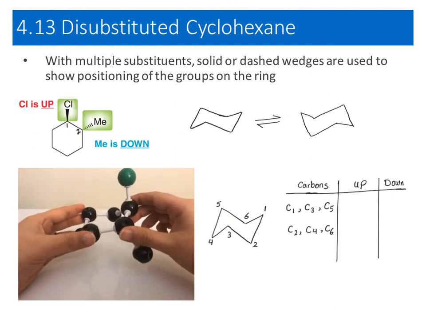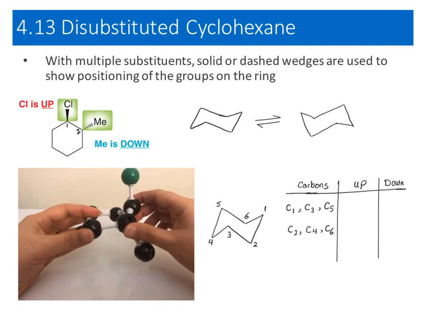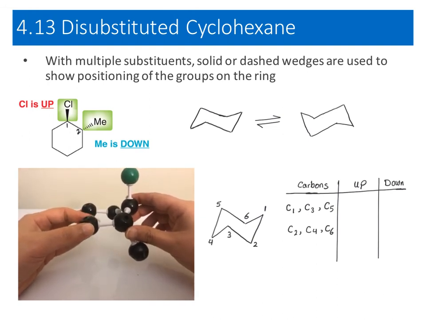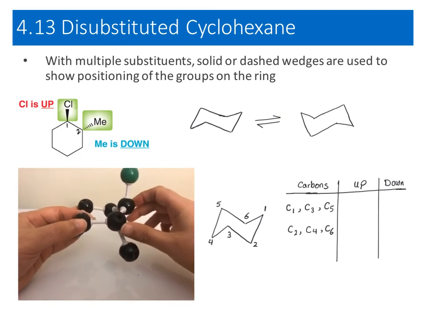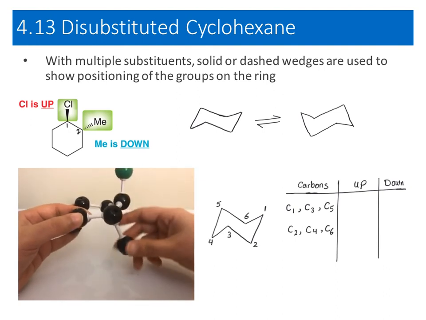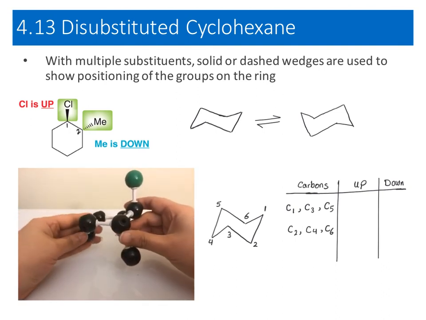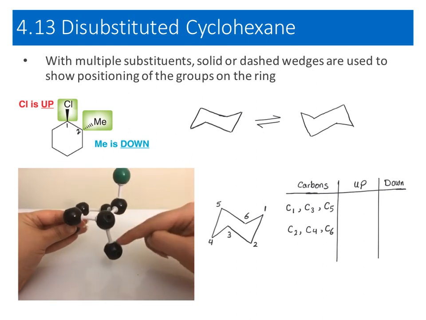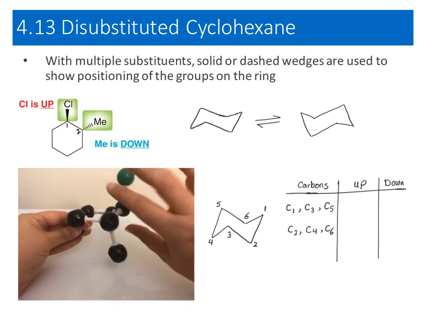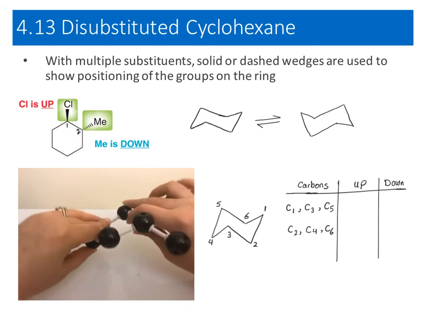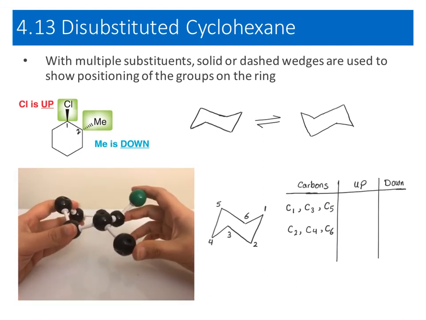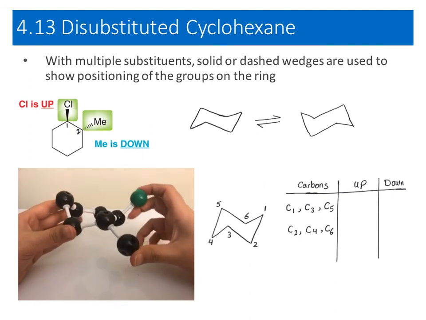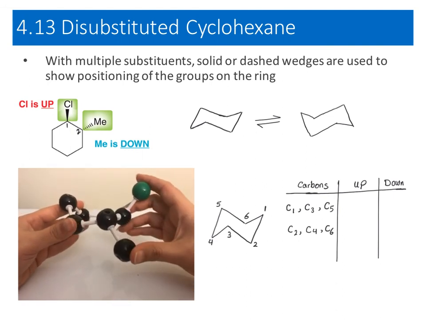So being up or down doesn't do anything with axial or equatorial. A group can be axial and it can be equatorial and be up the plane of the ring. Now, between these two conformations, this one, where the chlorine and methyl are both in the axial position, and this conformation where both of them are in the equatorial position, which one is more stable?